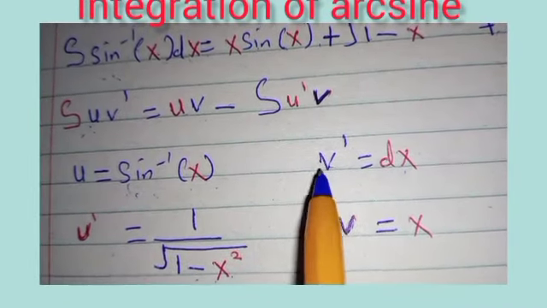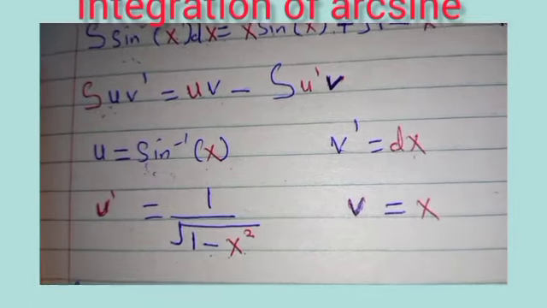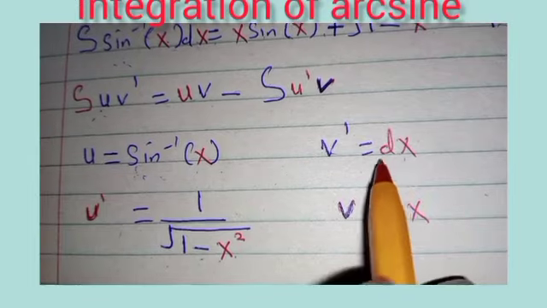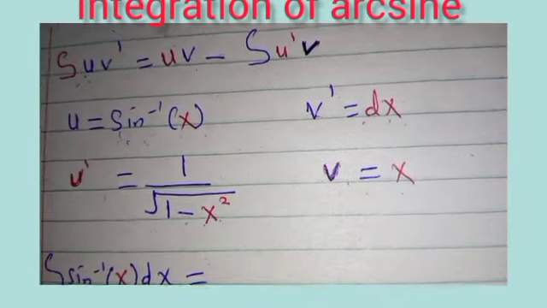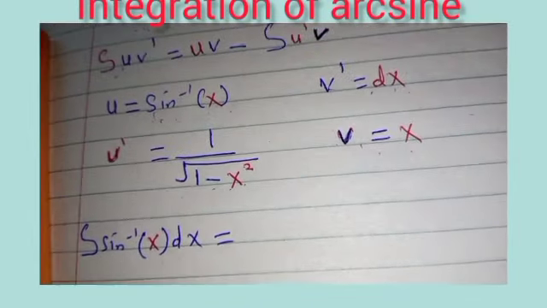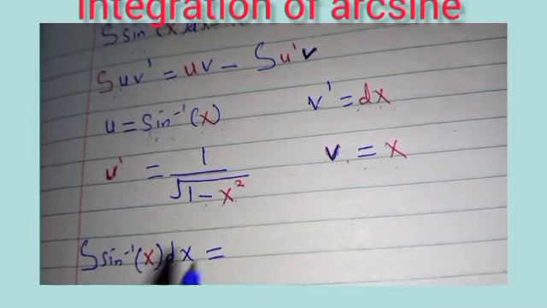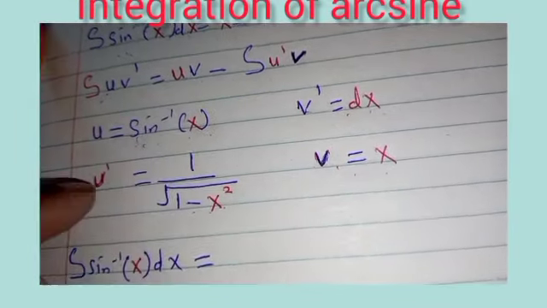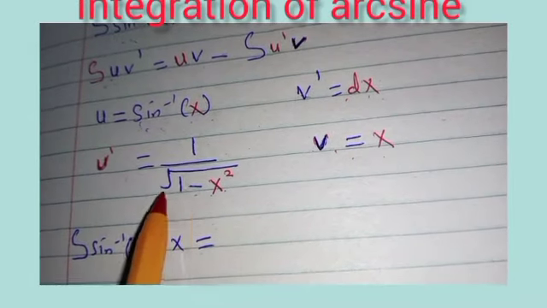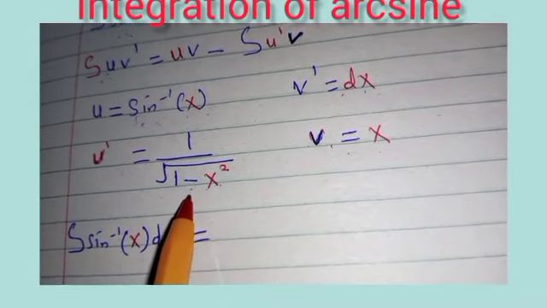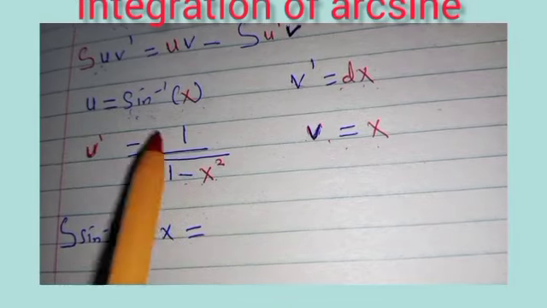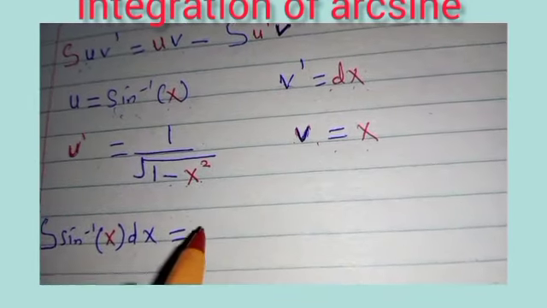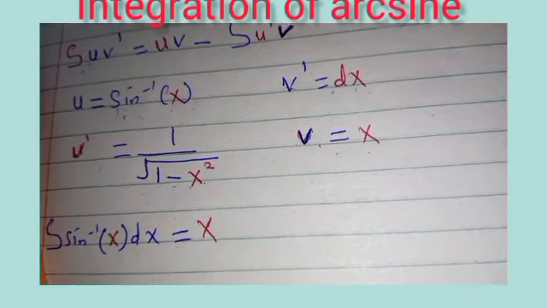Then we integrate both sides here. When you integrate v prime, you will get v. When you integrate dx, you will get x. Then from there, you come and substitute your values in this formula. Our u is sine inverse of x, sorry, our v is x. So you write your x there.